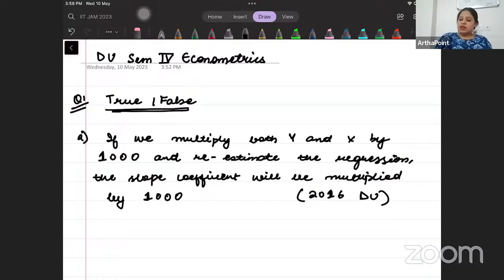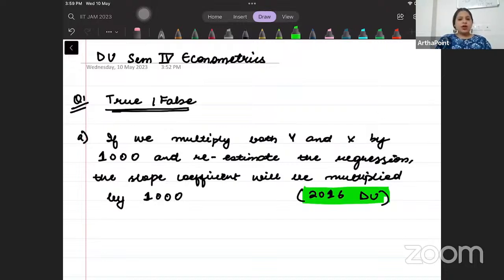We are going to take this question from Delhi University Semester 4 Econometrics. This came in the 2016 past year paper. Whenever you look at the econometrics paper, you will find that the first question is always a true-false question, and it has multiple parts attached to it. So this is a question from that only. Let's have a look at the question.